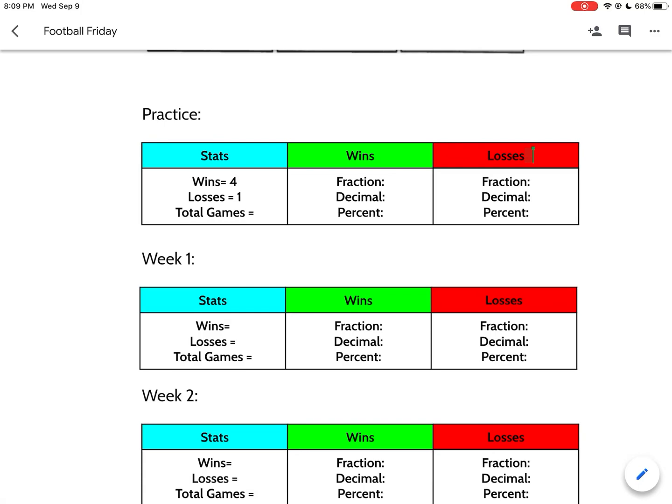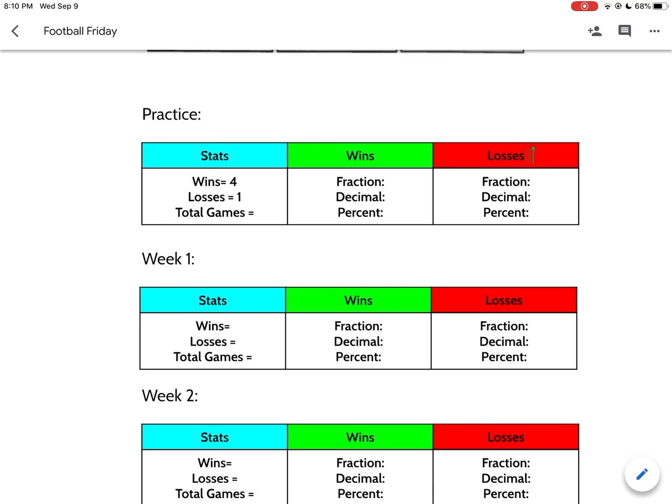You're not going to show me the work if you're not in front of me, but you have to type in the fraction, the decimal, and the percent that represent the wins, and then the fraction, the decimal, and the percent that represent how many losses your team has gotten. After you fill out the table, you turn it in on Google Classroom on the assignment. I'll look it over, give you your grade on it, and then send it back to you, and it should be in your drive ready for the following week. So this doc you will use every single week for the next 17 weeks, okay?